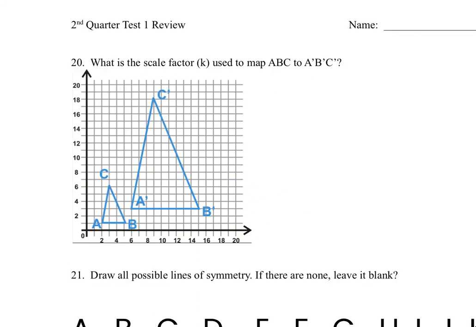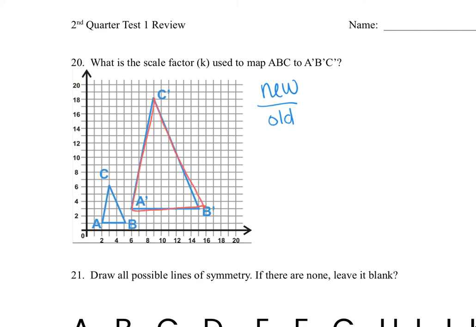All right, on the last page, number 20, they're asking what is the scale factor K used to map ABC to A prime, B prime, C prime. Okay, so for scale factor, if you remember, our formula is new over old. So what we need to do here is measure the same side on both of these triangles so that we can compare the numbers. So our new one, remember that's always the one with the apostrophes or the primes. So that's going to be this shape over here on the right side.